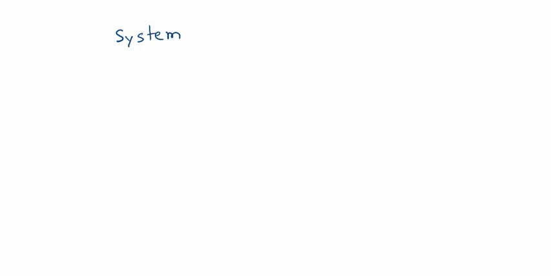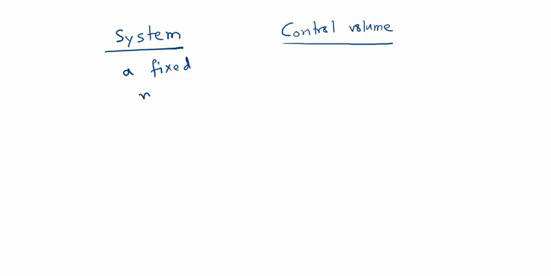System and control volume. By system, what you have learned in thermodynamics is the closed system. So system means a specified or fixed mass. Okay, so this is what we call a system. And control volume is what you have learned in thermodynamics as the open system. The same thing is the control volume.